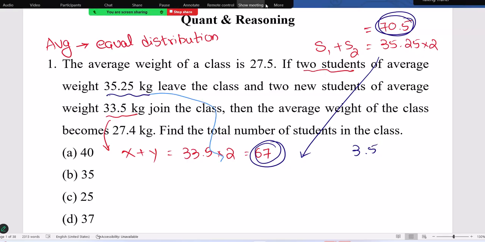Somebody is writing something, so I'm just disabling that.